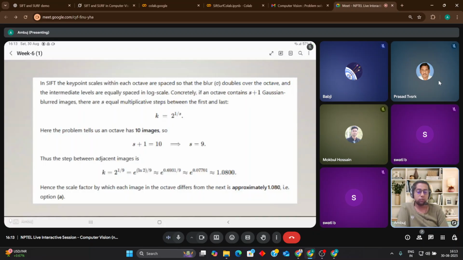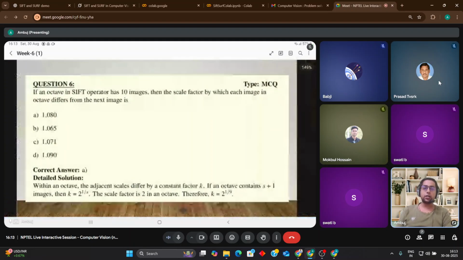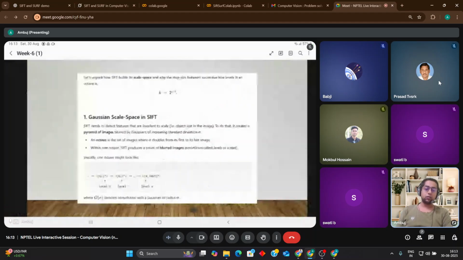In your problem, the octave has 10 images, so s plus 1 is equal to 10, so s is equal to 9. k is 2 raised to the power 1 upon s, that is 2 raised to the power 1 upon 9. If you compute 2 raised to the power 1 by 9, it is approximately 1.0800, so it is option A. Option A would be correct for this question.